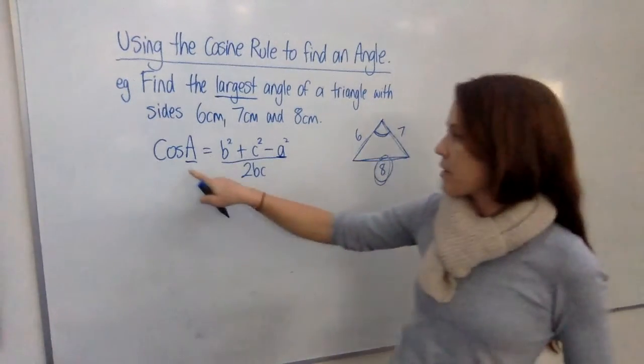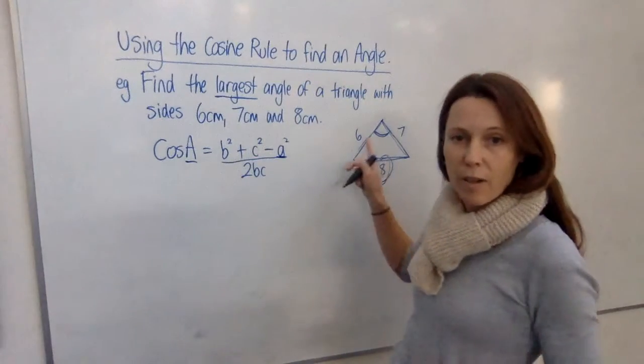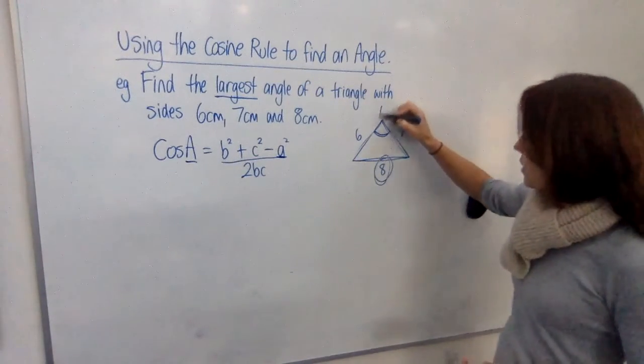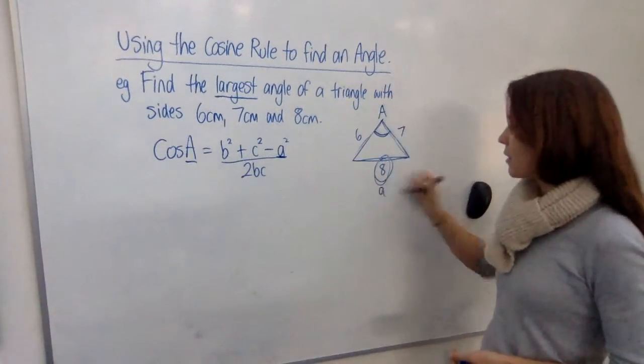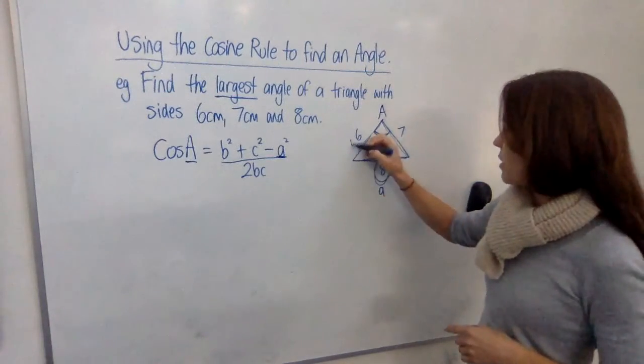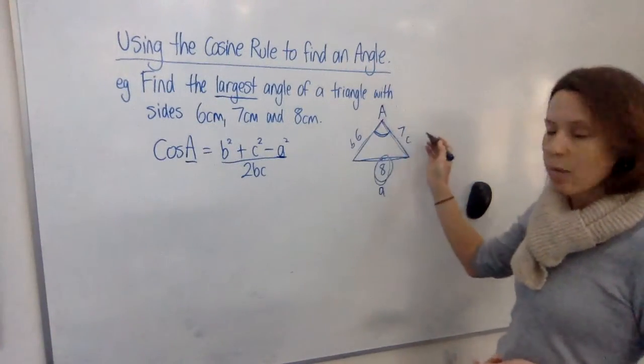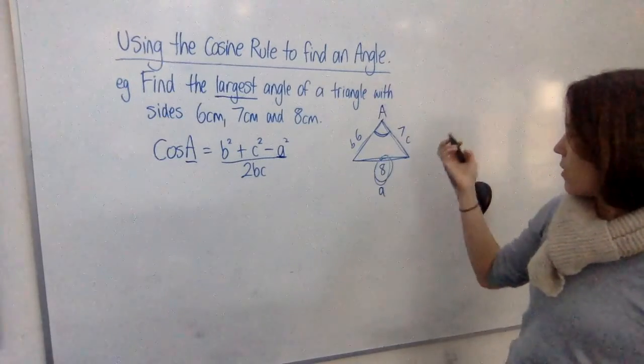Next thing to do, so you don't mess up, label your diagram with the A's, B's and C's. So this is big A. That means this is little a. Now it doesn't matter which of these is b and c. Absolutely fine either way, but as long as you've got those two right, you're ready to go.